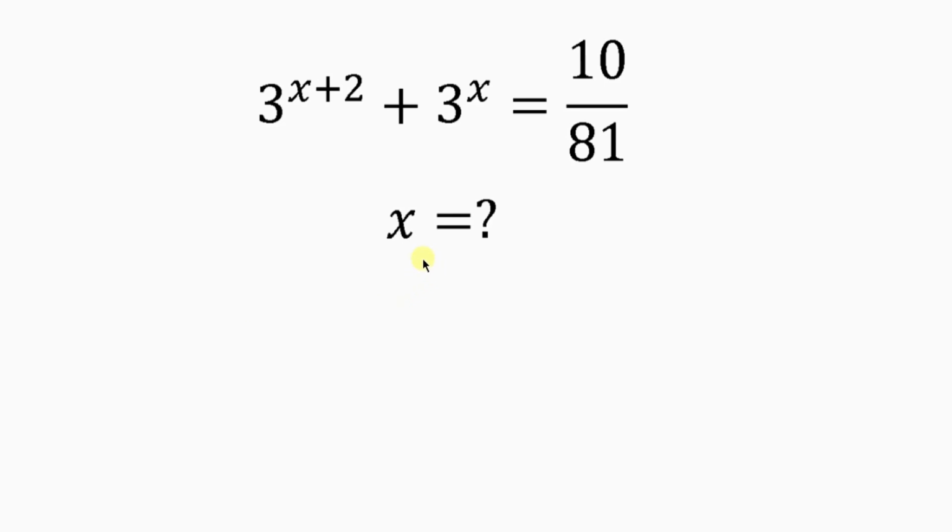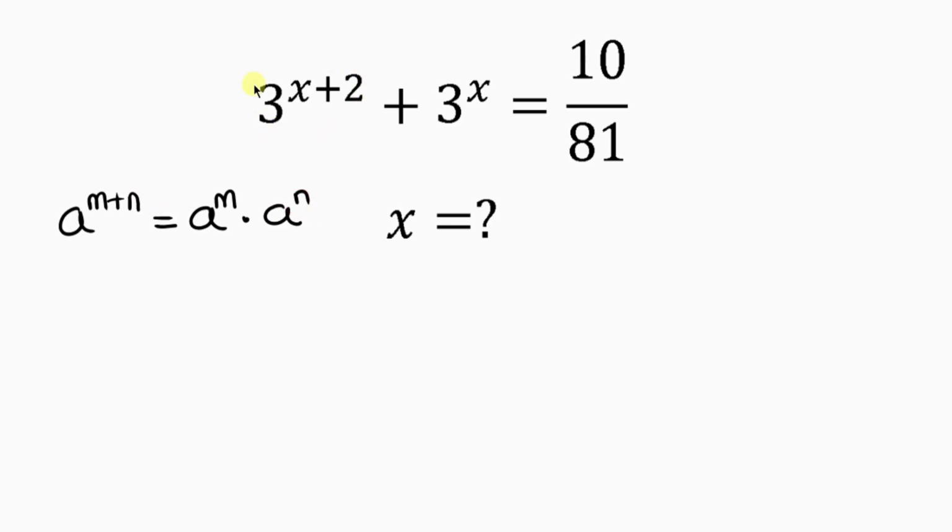Let's find the value of x given that 3 to the x plus 2 plus 3 to the x is equal to 10 all over 81. Well, our first step will be for us to apply the law of indices here. The law of indices that says when I have a to the m plus n, this is the same as a to the m times a to the n.